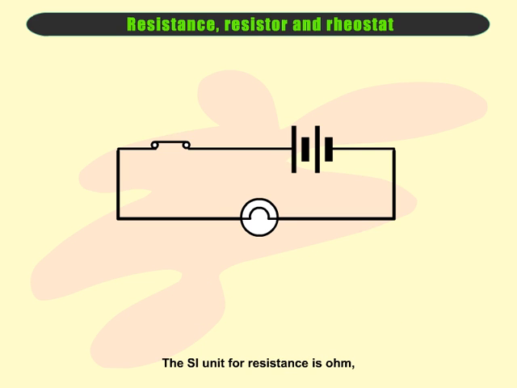The SI unit for resistance is ohm, which is named after a German scientist by the name of Georg Ohm. The symbol for ohm is omega, the last letter of the Greek alphabet. A resistance of 10 ohms is written as 10 Ω.